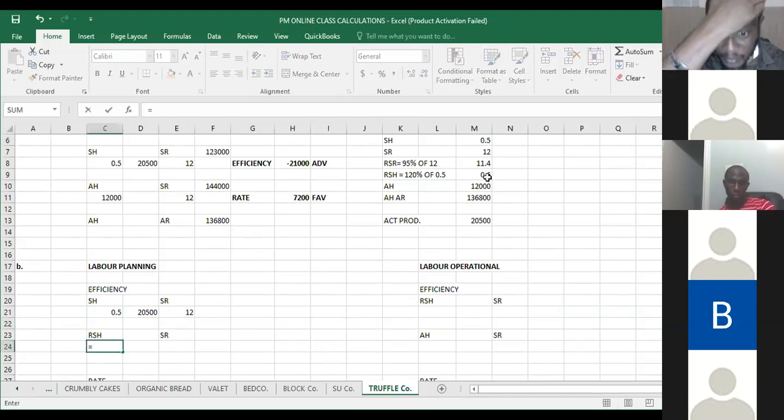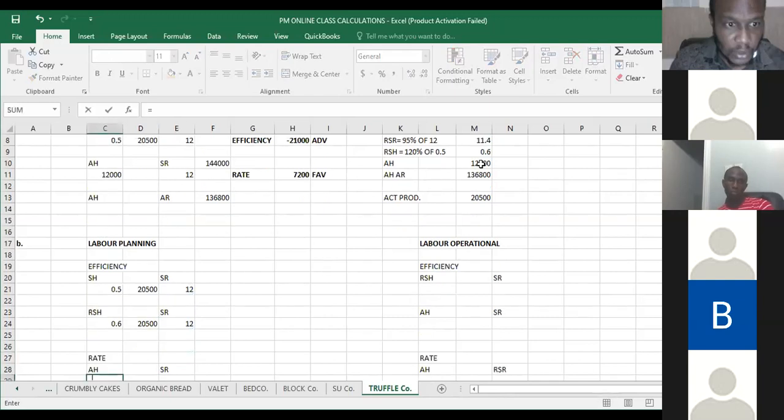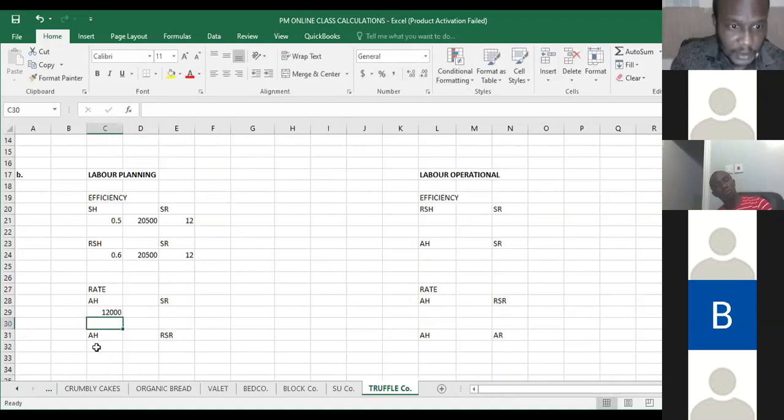So we have that as the revised standard hour. Revised standard hour is still short for standard hour of actual production. And then our standard rate is the same. All right, and then we can go down to our actual hour. So our actual hour is that. Our standard rate remains the same. So I think we have everything except that. So we'll take the same actual hour from there. And then our standard rate is same there.